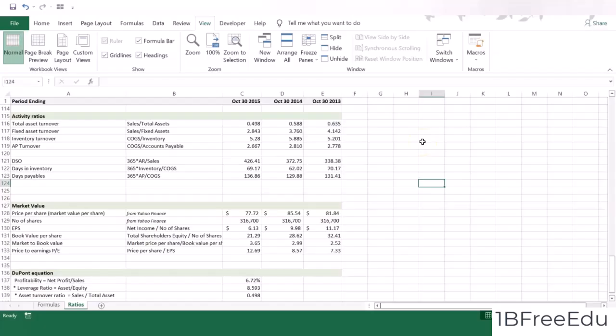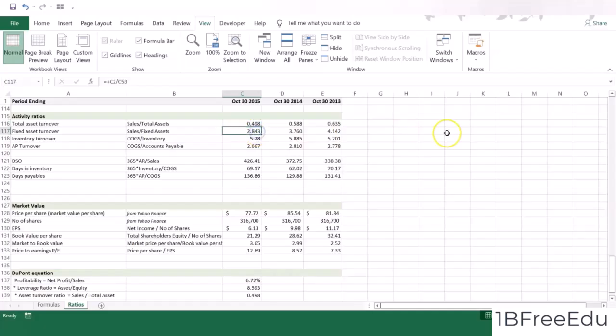Total asset turnover shows how many times the particular asset is turned over during the year. In our example, this is very low, and it shows how many dollars of sales can be generated by the usage of $1 of total assets.